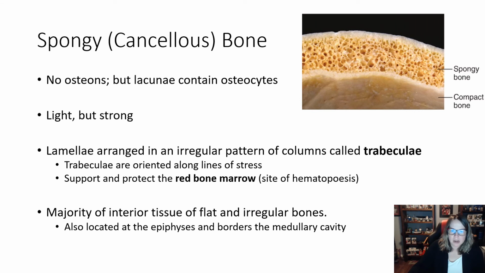One important fact about spongy bone is there are no osteons. So we don't actually see those repeating patterns of circles around a central canal in spongy bone. We do have osteocytes, they do bring blood in, we do have lacunae, but there is no repeating circular pattern when you look at spongy bone.